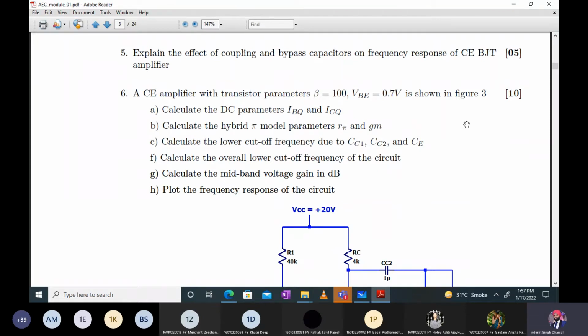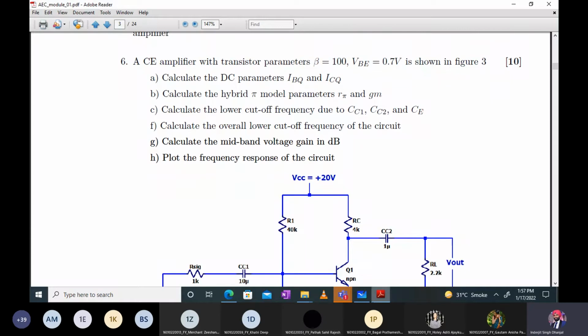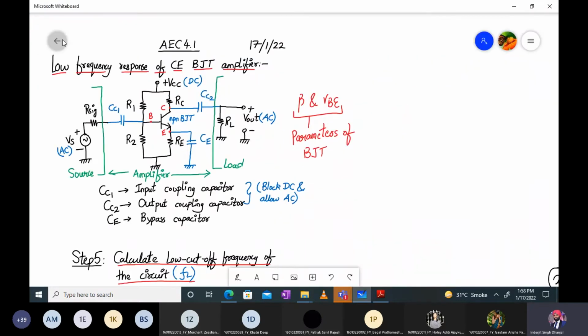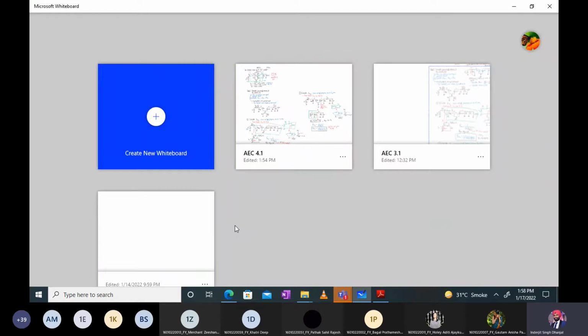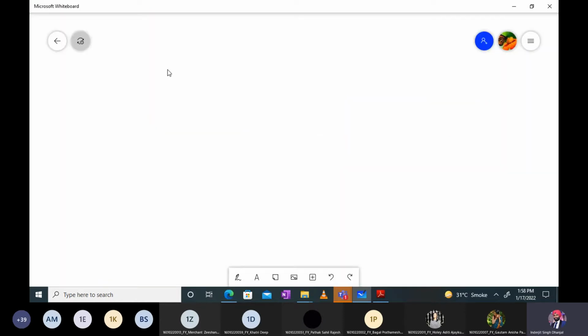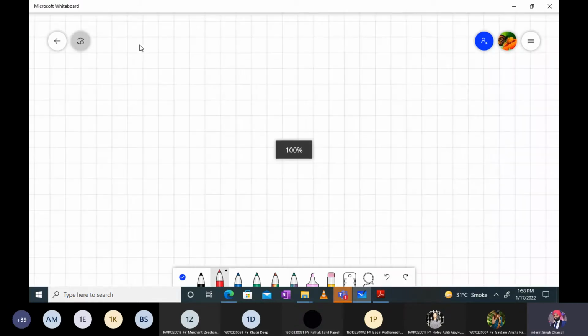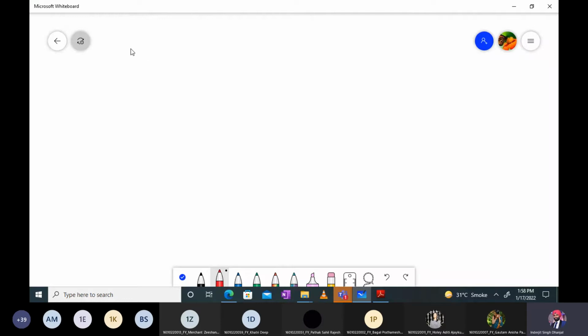So you help me out in writing this out. So let me open the new notebook, new whiteboard. Okay, fine. So here we will start now. Yeah. So what we have been given, let me start with black. AEC lecture 4.2, and today is like 17/1/2022. Okay, so let us start with the topic.